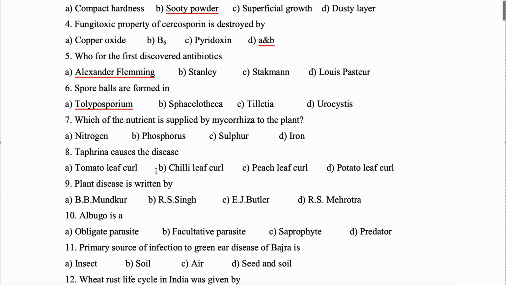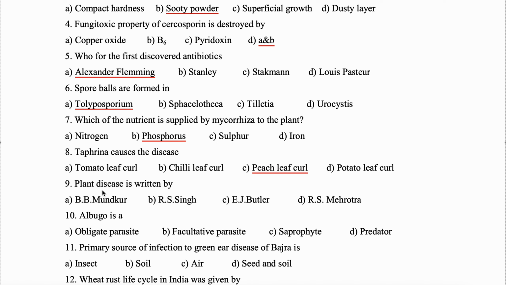Question 7. Which nutrient is supplied by mycorrhiza to the plant? It is phosphorus. Question 8. Taphrina causes which disease? Peach leaf curl, caused by Taphrina deformans.